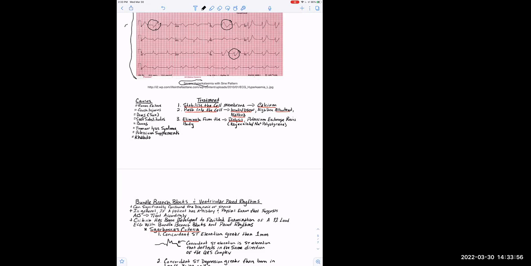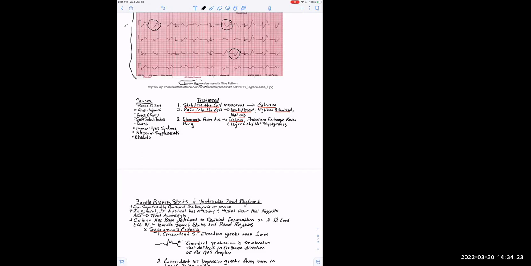For these particular patients, I bet most of your protocol is going to tell you to do a basic assessment, put this patient on 12 lead, do serial 12 leads, start an IV and be prepared to suppress or address any ventricular arrhythmias that may lead to lethal ventricular arrhythmias.